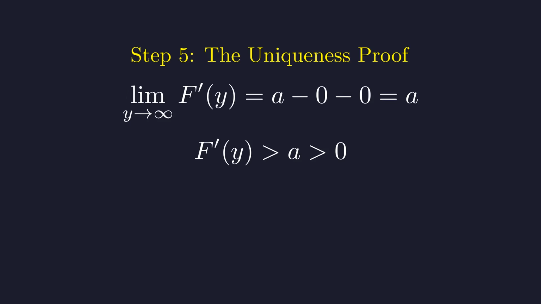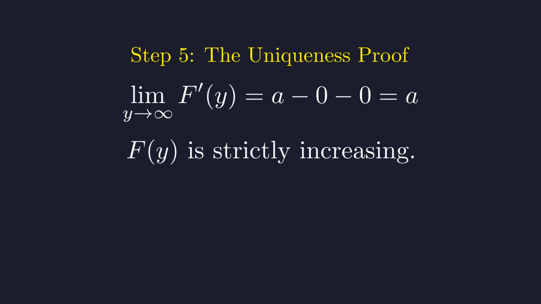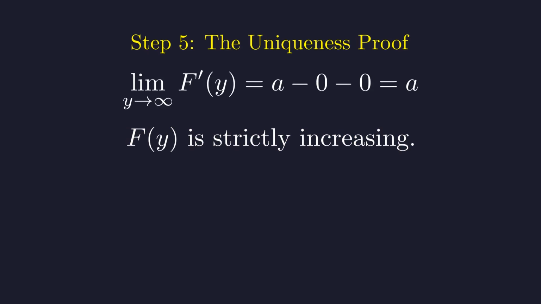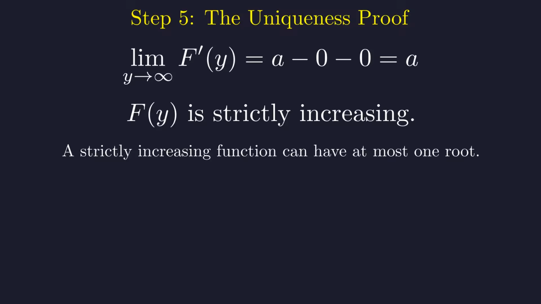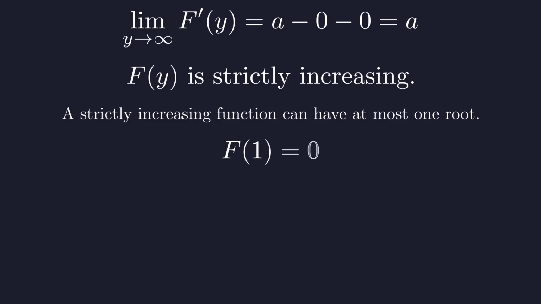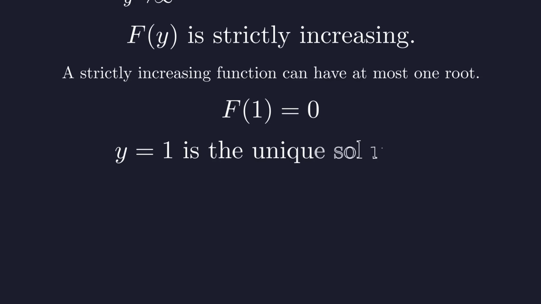Now think about what this means. If the derivative of a function is always positive, then the function itself must be strictly increasing everywhere. And here's the key insight. A strictly increasing function can cross 0 at most once. It's like an elevator that only goes up. It can only pass any given floor once. Since we already found that our function equals 0 at 1, that must be the only root. 1 is our unique solution.